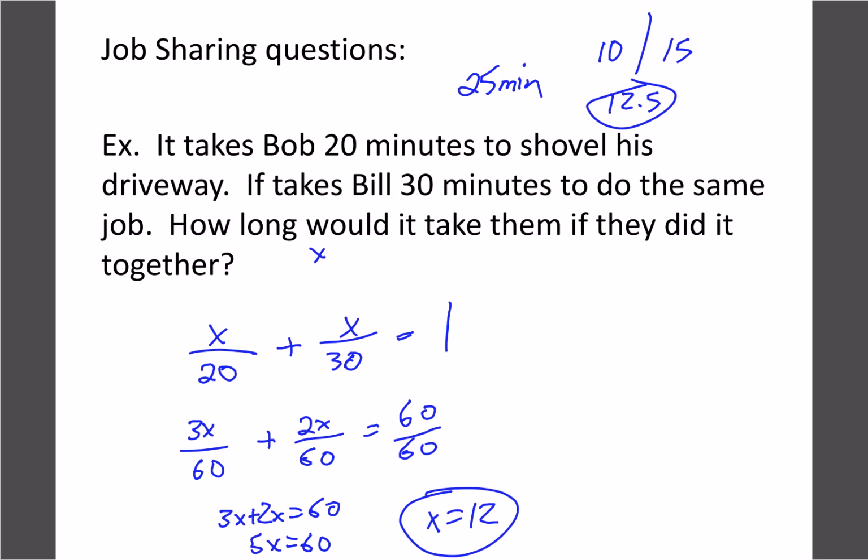We estimated about 12 and a half, which was the average, but it does make sense because Bob's a little bit quicker, so it should be a little bit less than the 12 and a half. 12 and a half would be if they were exactly the same rate. Because Bob's a little bit quicker, it should end up being a little bit quicker. So 12 minutes is our total answer. And that's it. We're done.